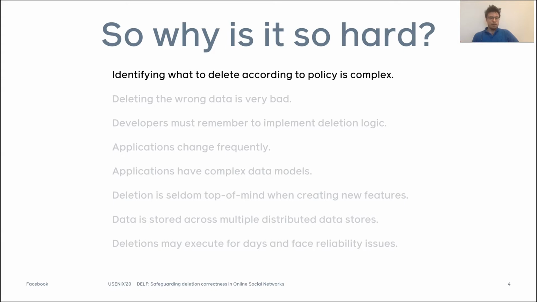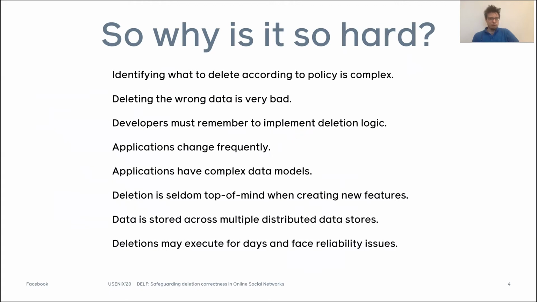The impact of getting deletion wrong is high, changes are frequent, data can be stored in many distributed data stores, and so on. Developers need to overcome all of these challenges. To the best of our knowledge, there's no widely known approach to help them. Modern distributed data stores offload the deletion implementation to the application developer. So the data store says, we will implement a point delete API, but you, the application developer, must figure out when to invoke that API and with which arguments.